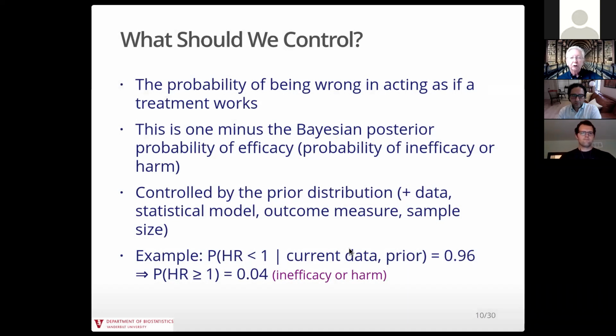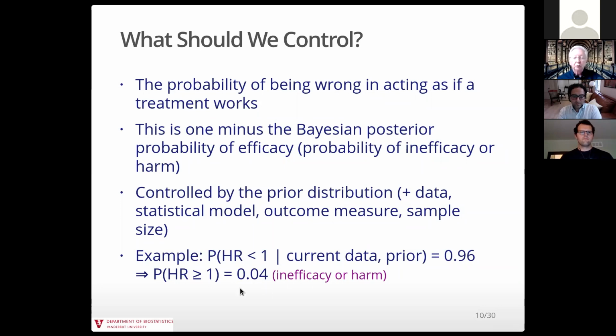So what should we control in a clinical trial? Well, we should control the probability of being wrong in acting as if a treatment works. So what is that probability? That's just 1 minus the Bayesian posterior probability of efficacy. And so 1 minus the probability of efficacy is the probability of inefficacy or harm. And that is controlled by how the prior distribution is set in the Bayesian paradigm, plus it's controlled by the data and your statistical model, your outcome measure, your sample size.